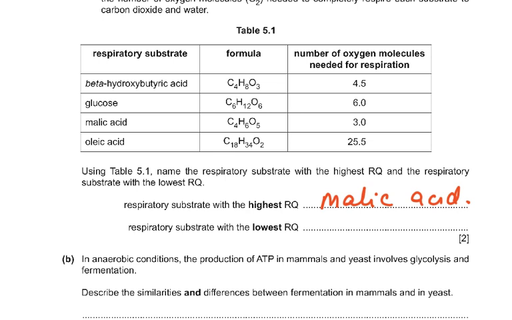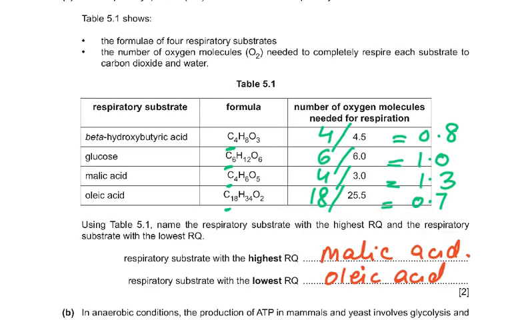Why? How will you do it? You have to do CO2 over O2. And the lowest was oleic acid. So as we all know, it's CO2 over O2. The carbon number is written as C4, C6, C4, C18. So you just have to divide that by O2. O2 was given to you in this table. And that is why it's malic acid and oleic acid.